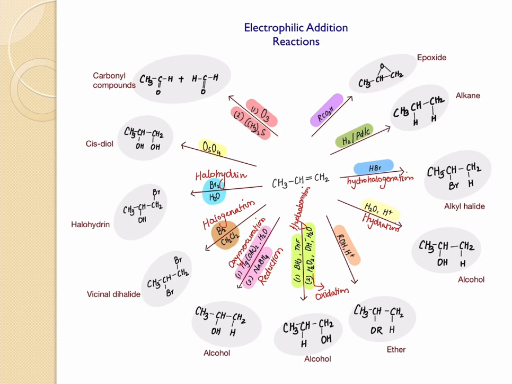Alkenes react with peroxy acids. This is peroxy acid. When you have one extra oxygen in a carboxylic acid, then it's a peroxy acid. It's going to give us epoxide. The last reaction is simply a catalytic hydrogenation, where the hydrogens are going to get added to the double bond.